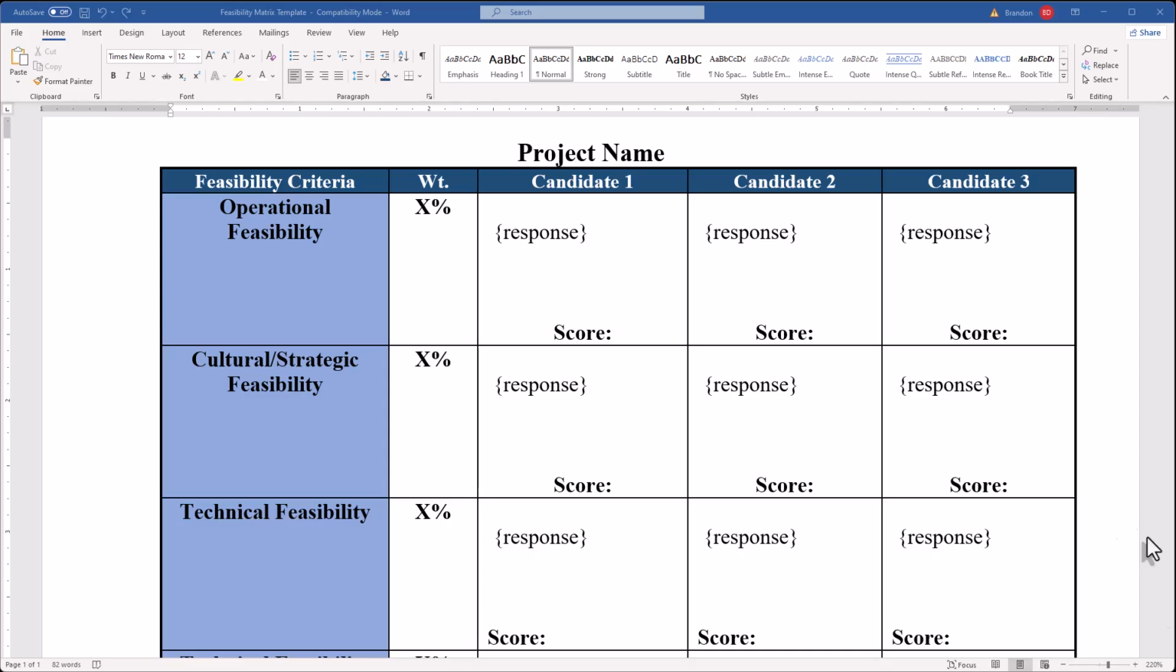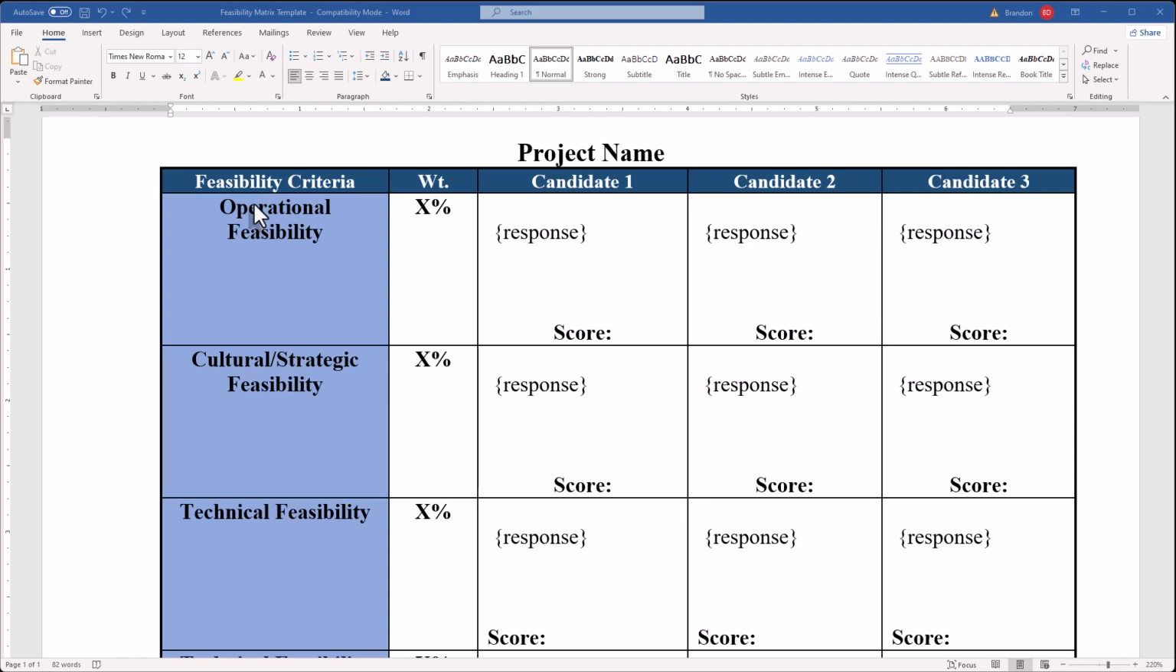So first of all, we would have different candidates here. We have maybe 3 different options that we're wanting to consider. And then we have our feasibility criteria. Our purpose here is to determine which is going to be the best option. And we're trying to use a very objective, maybe even analytical approach to determining which product is going to be best.